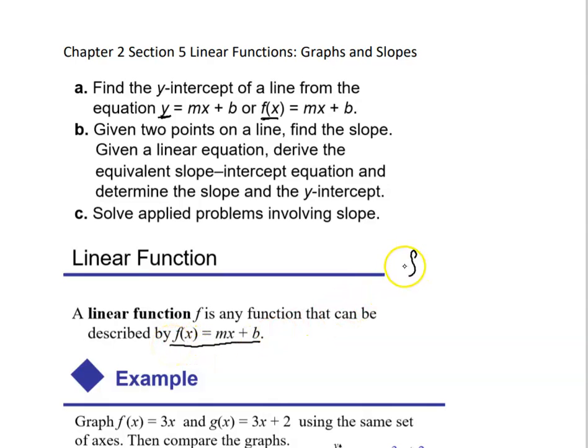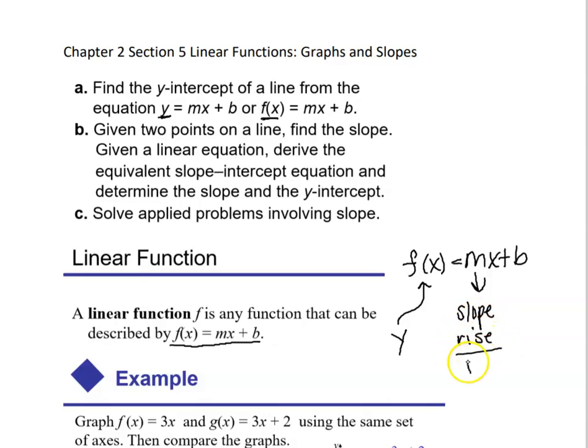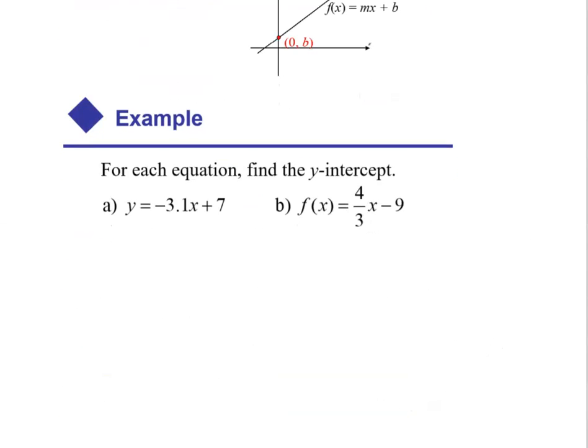A linear function, f, is any function that can be described by f of x equals mx plus b. So let's talk about this really quick. F of x is just a fancy way of saying y. M has a special name. It's called the slope, and that is sometimes referred to as rise over run. B is the y-intercept. On a graph, that's where it crosses the y-axis.